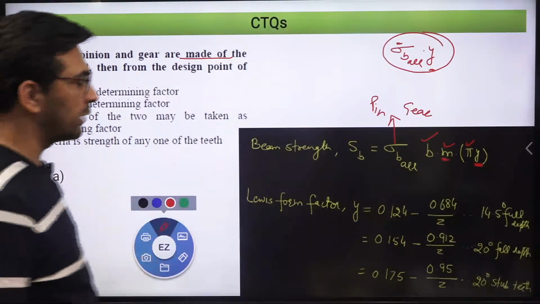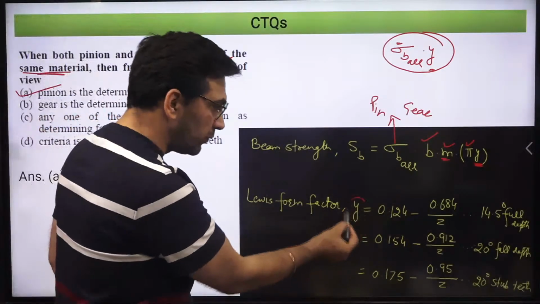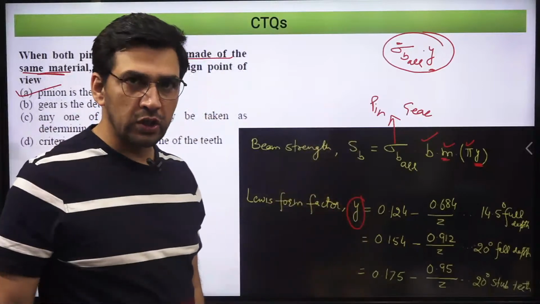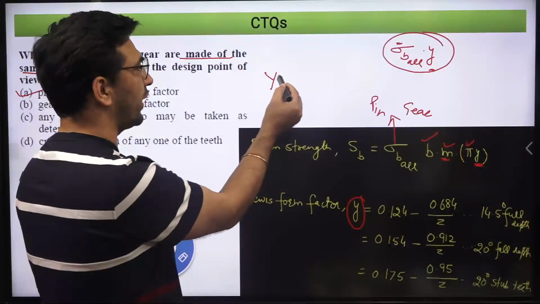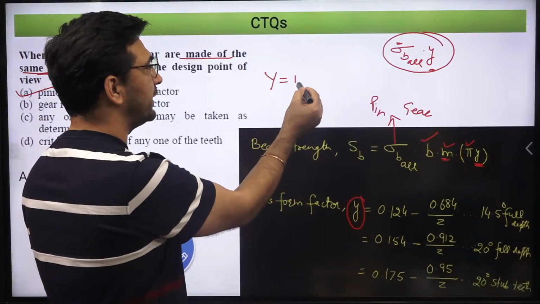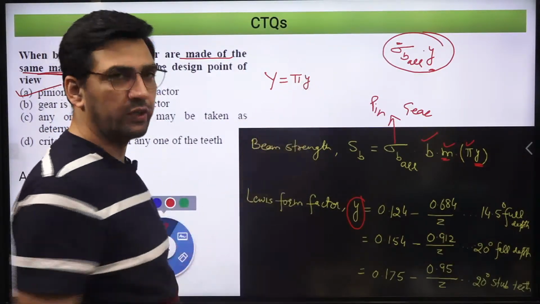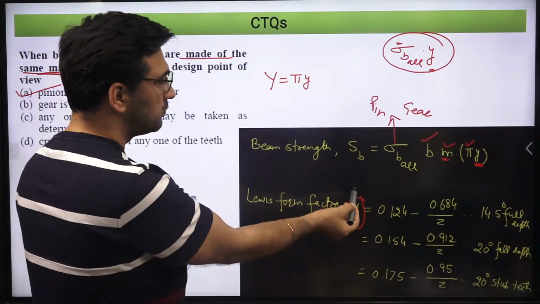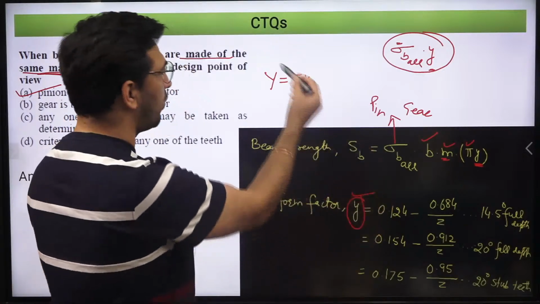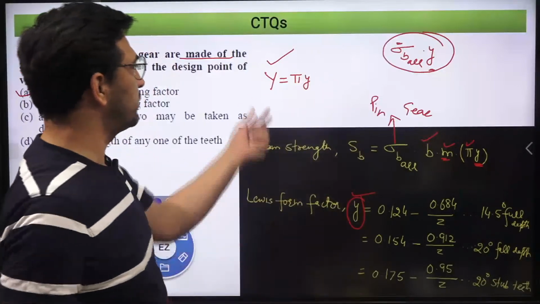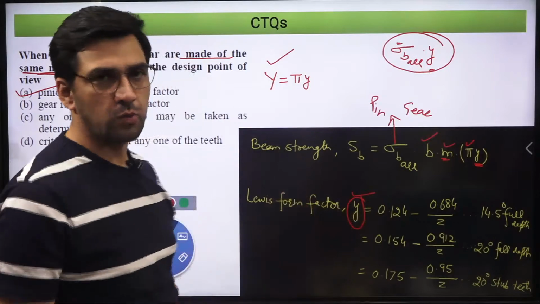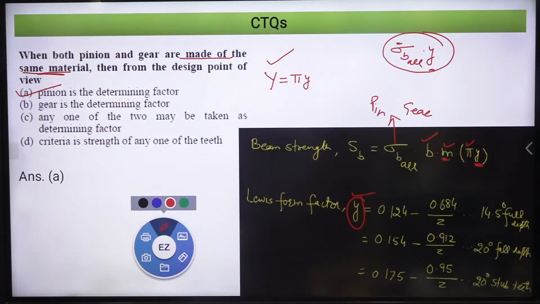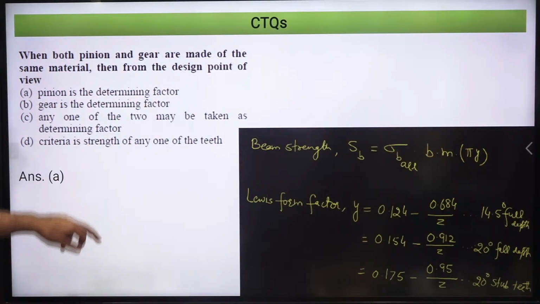And one more thing you should keep in mind, this small y is also known as the Lewis form factor, and capital Y is also known as the Lewis form factor. The only difference is that capital Y is pi into small y. So which one is the Lewis form factor? You will say this is also a Lewis form factor, and this is a Lewis form factor. The only difference is that if I am writing capital Y, then this value will be more compared to small y by a factor of 3.14, if you multiply by that value.